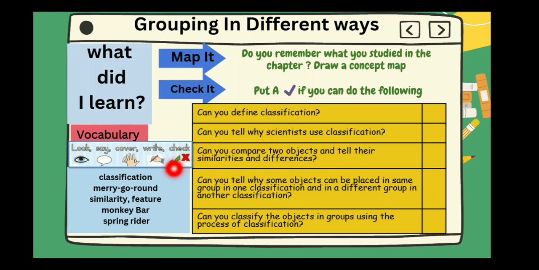Some of the vocabulary that you learned in this unit is classification, merry-go-round, similarity, feature, monkey bar, spring rider. And to learn the spelling of new words, you need to use this procedure. Look at the word, then say the word, then cover it, and then write from memory. And finally, check whether you have made any mistake or not.